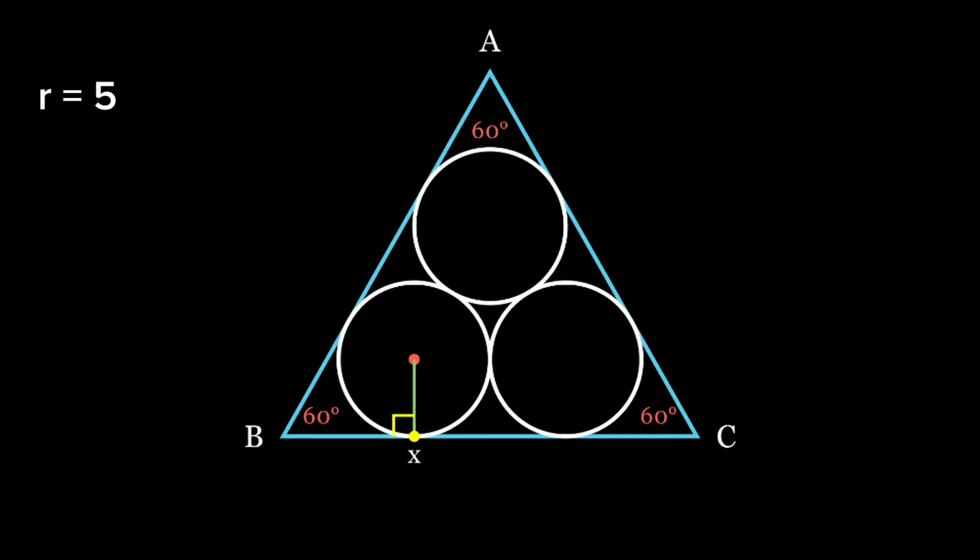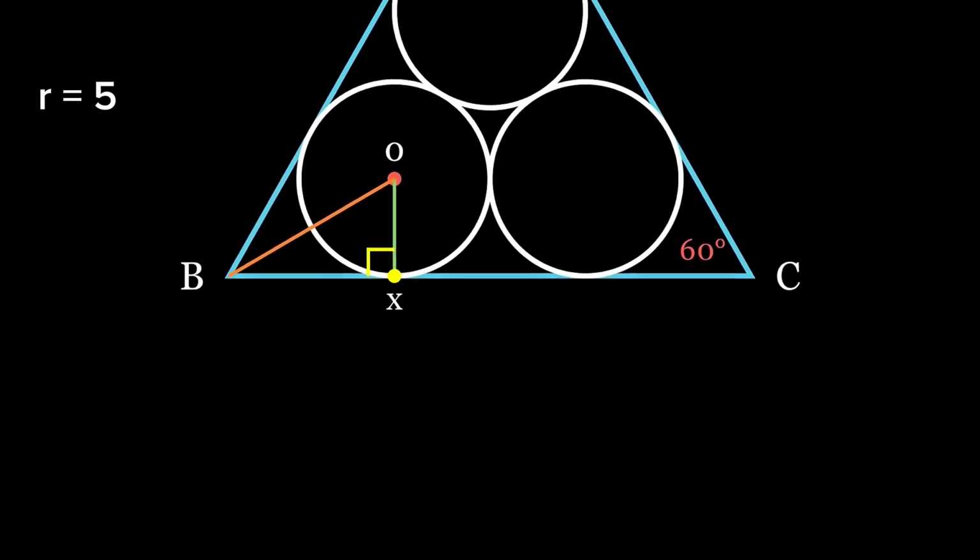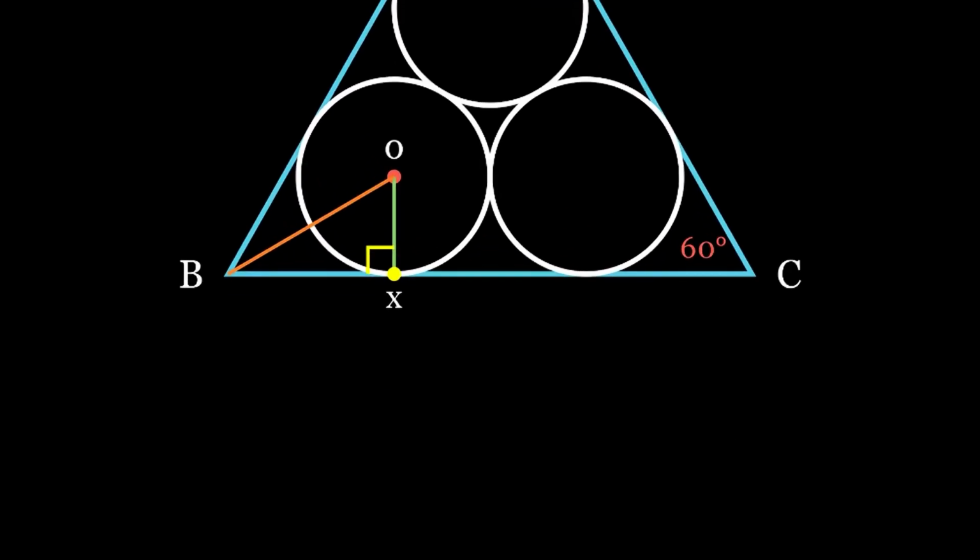Let's label the center of the left circle O and draw a line segment from point O to point B. Since this line is drawn from the center of the circle, it bisects the 60-degree angle into 2 equal angles of 30 degrees. We only focus on the 30 degrees inside the triangle OBX.